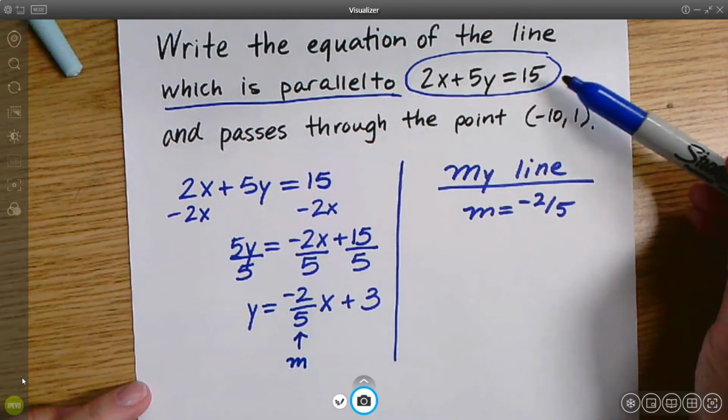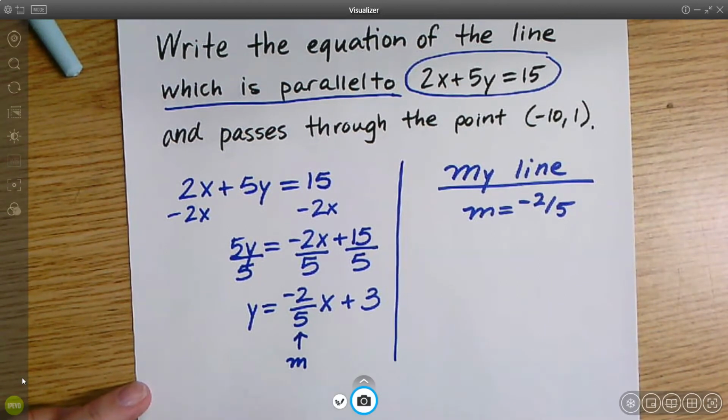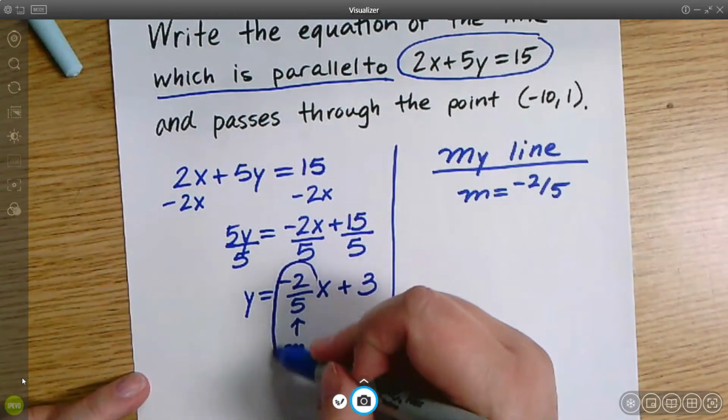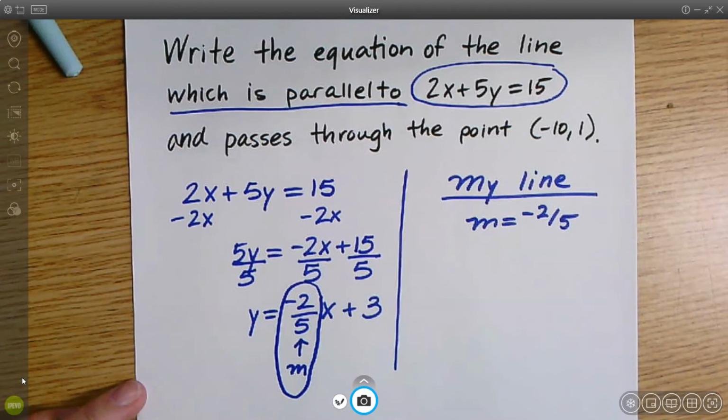I don't care about anything else about that line. I don't care about the 2 or the 15. I don't care about this 3. I'm definitely not going to borrow the 3 because my line is parallel to this line. It shouldn't have the exact same y-intercept because then it would be on top of that line. So the 3 means nothing to me. I only want this information from the line that they tell me my line is parallel to.